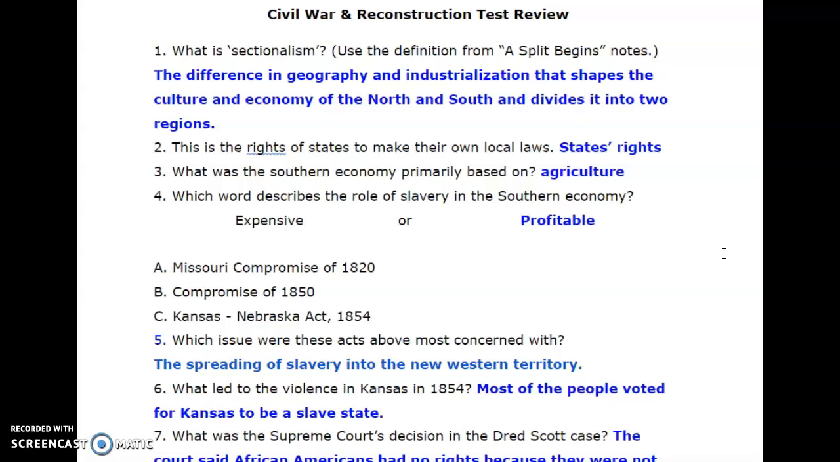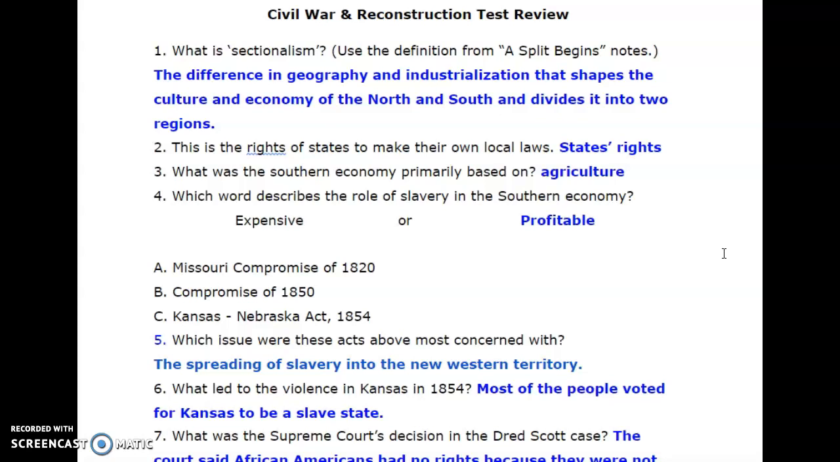Number one, what is sectionalism? The difference in geography and industrialization that shapes the culture and economy of the North and South and divides it into two regions. We see this difference as early as the establishment of the Jamestown colony and the Plymouth colony. Both were settled in different areas of the country with different geography, climate, and resources, and that really shaped the way they would evolve as colonies and then later as states throughout U.S. history. And one of those regions in particular really relied on slavery for its success.